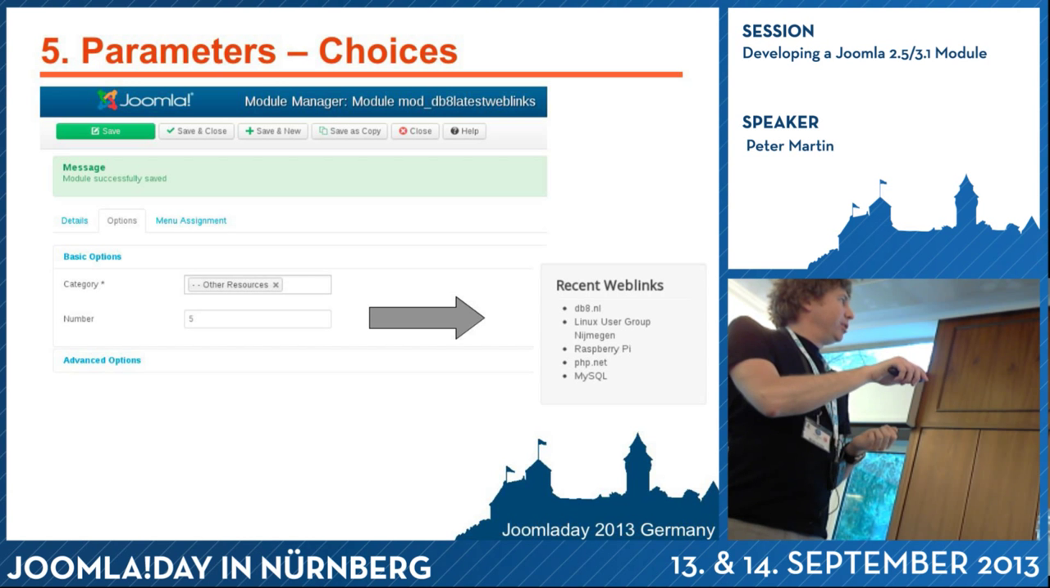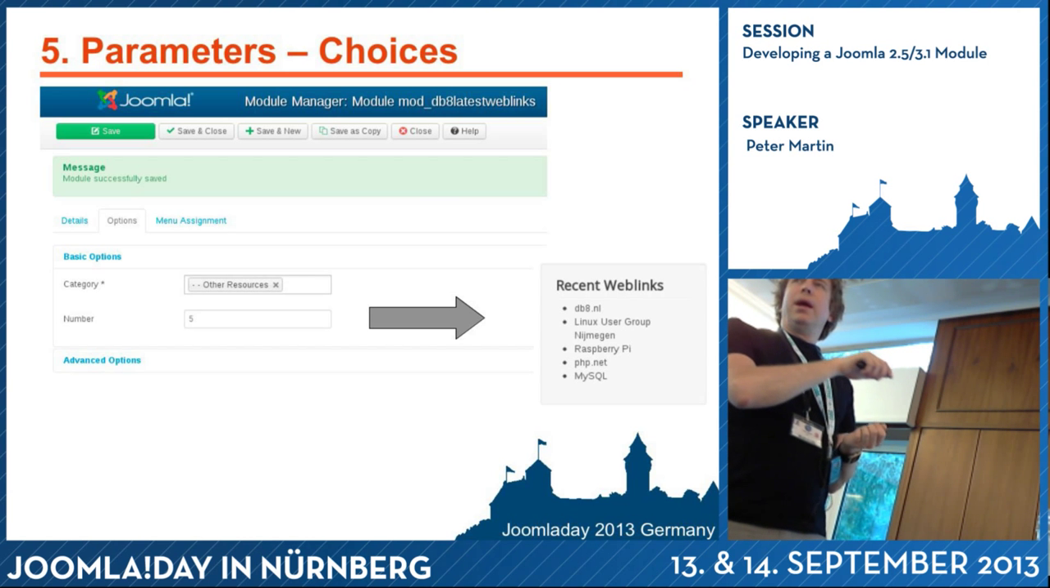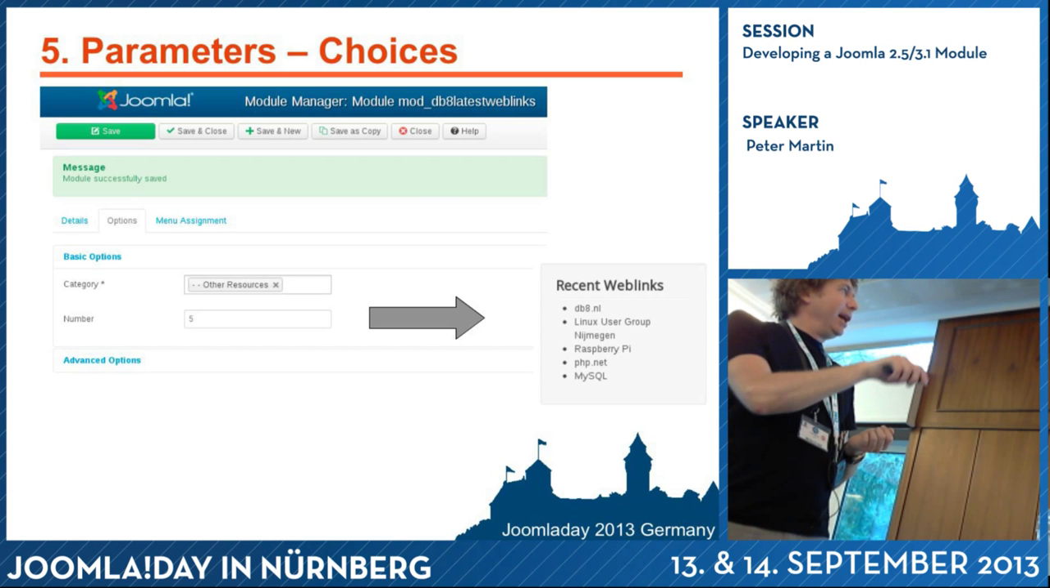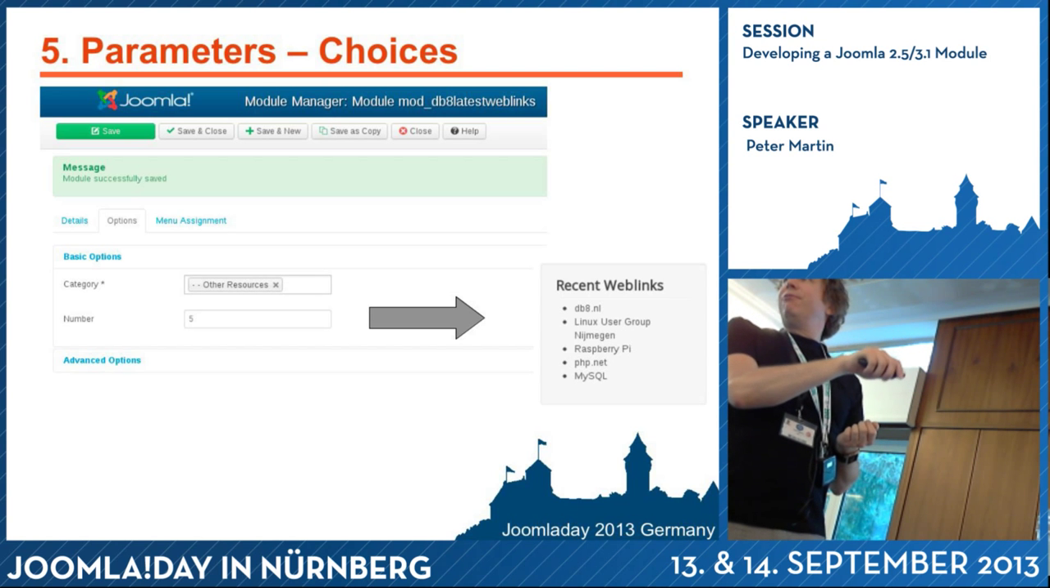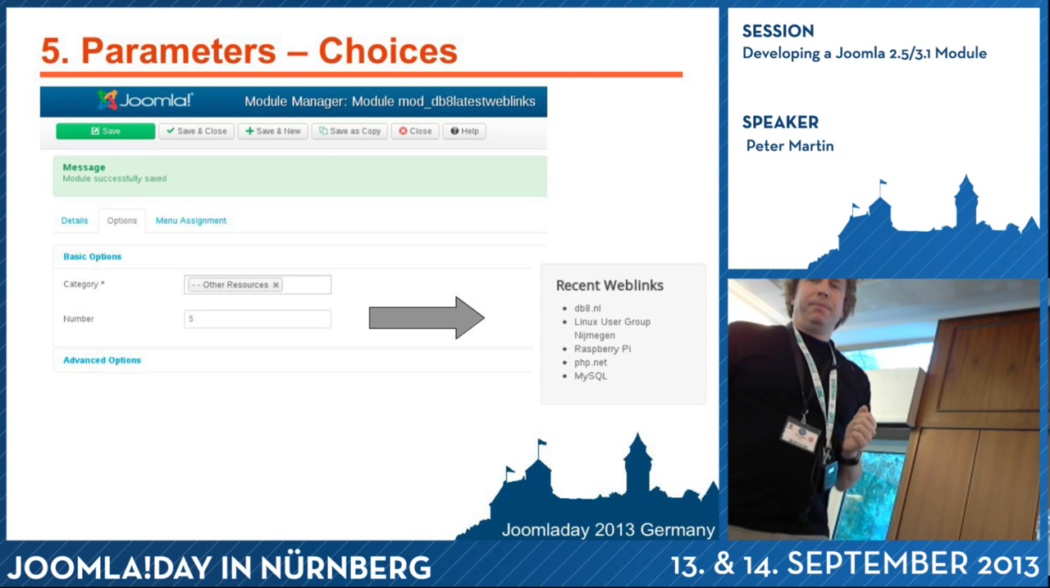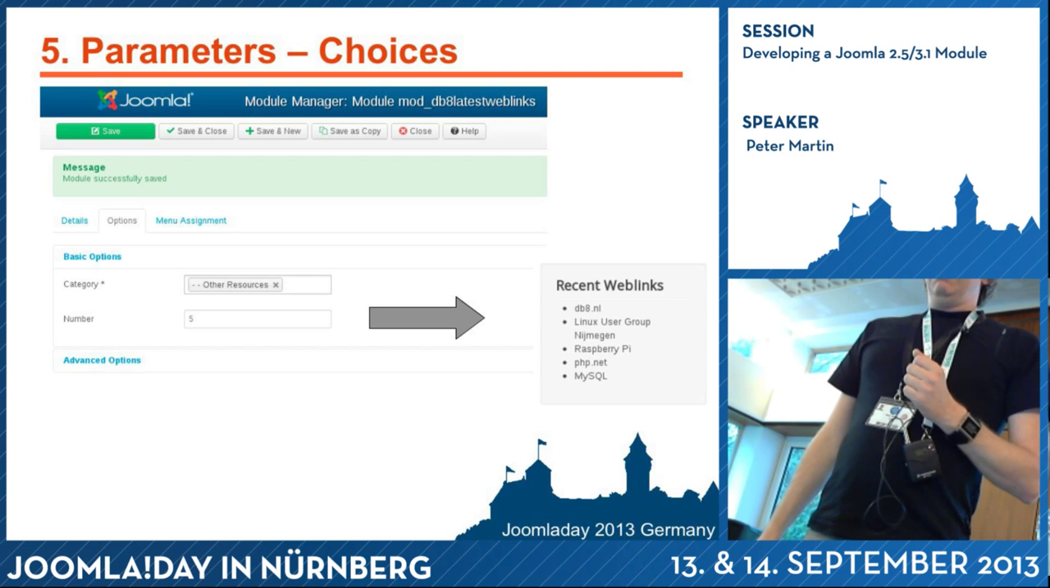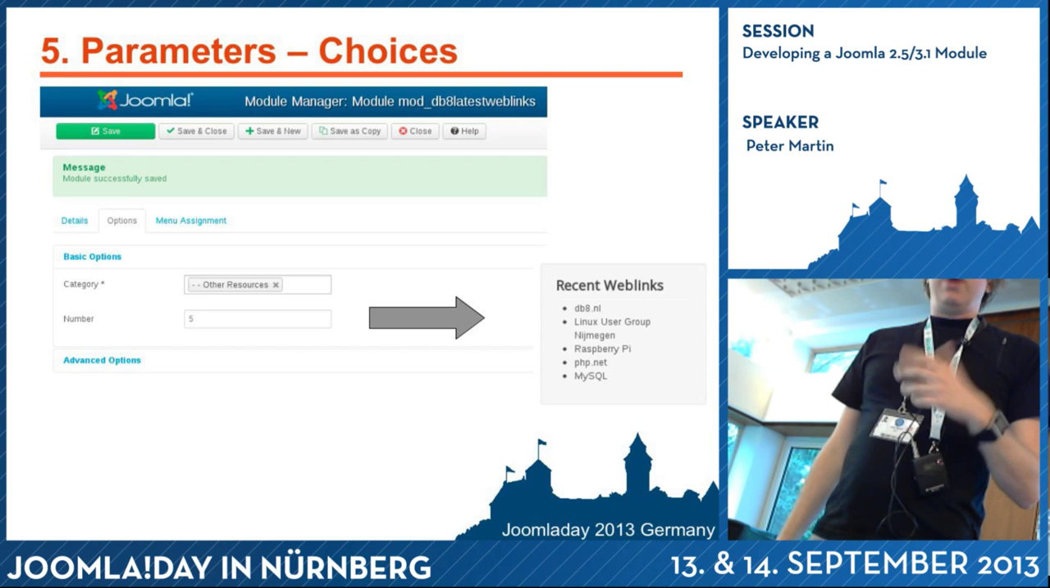Here I have a category. I just selected other resources. I want to see 5. And now I don't get 7, but I get 5 from one category. This is nice to have parameters.